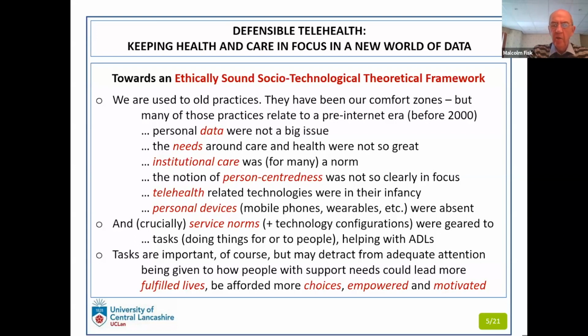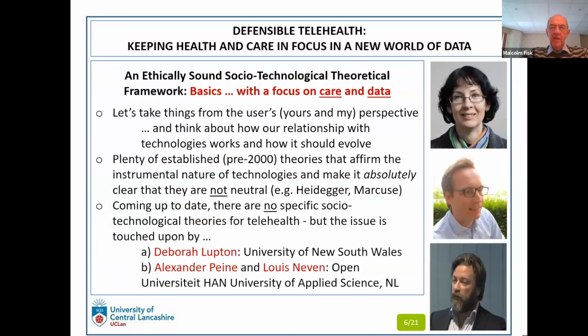that we're becoming more familiar with now. Right, so let's just take a little look from the users', yours and my, perspective, and think how a relationship with technologies works and how it should evolve in the future for us in our old age. I'm 73, by the way, so I'm kind of getting there.